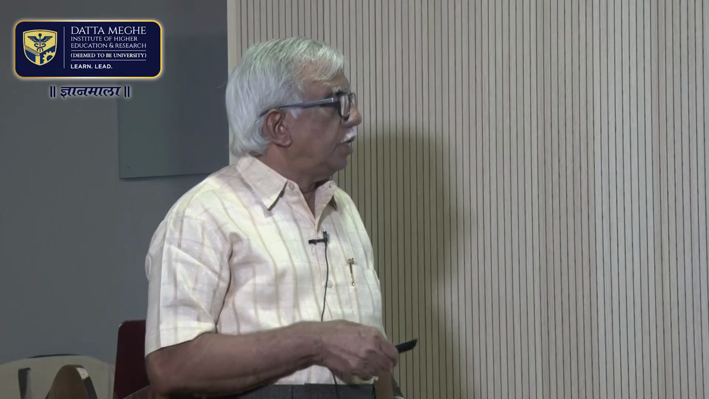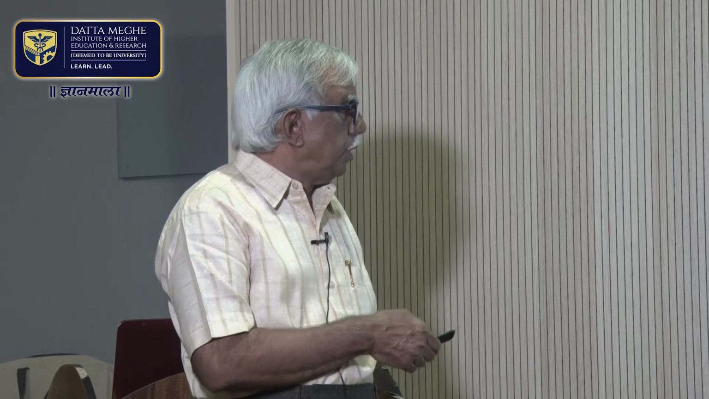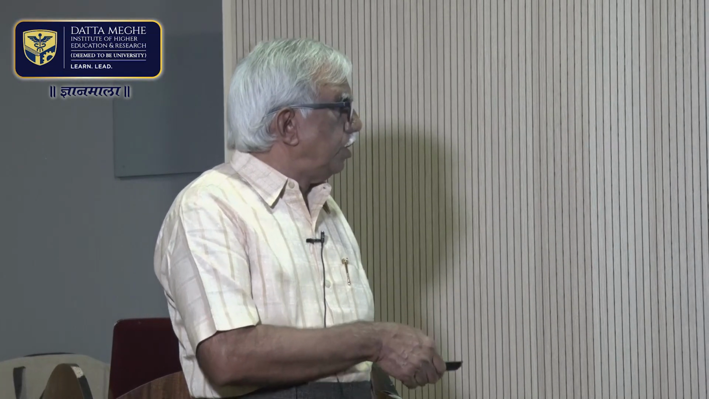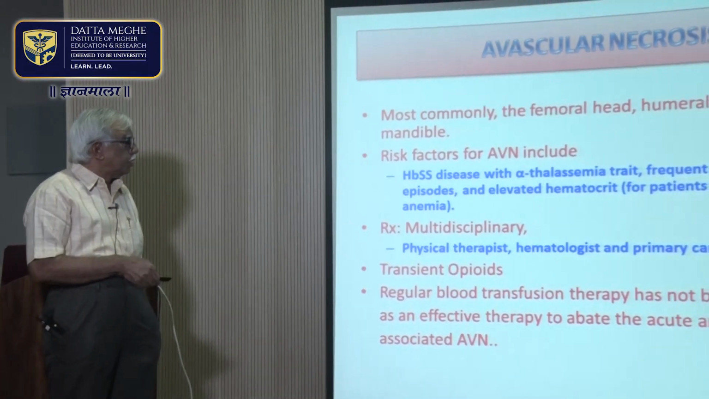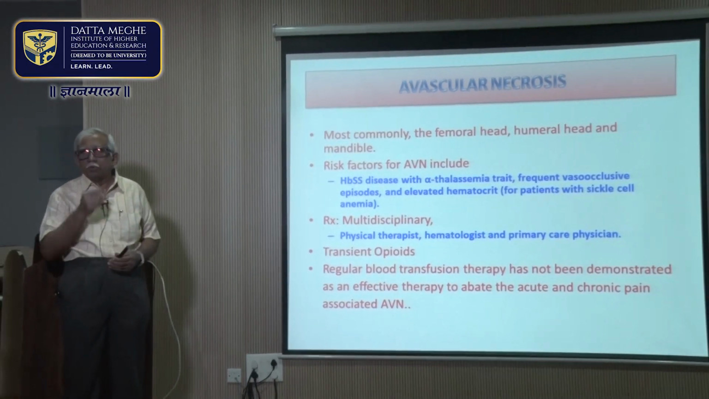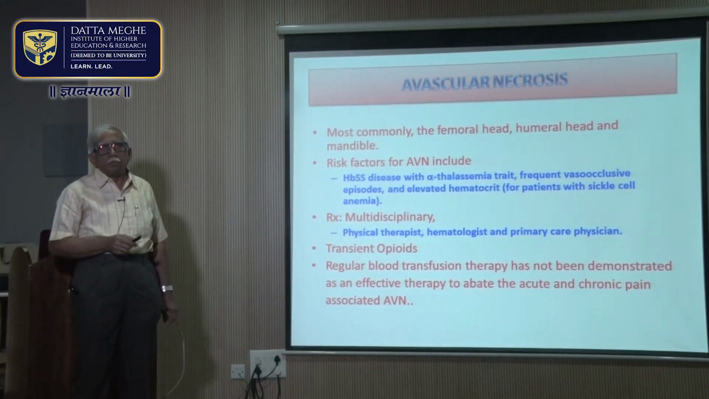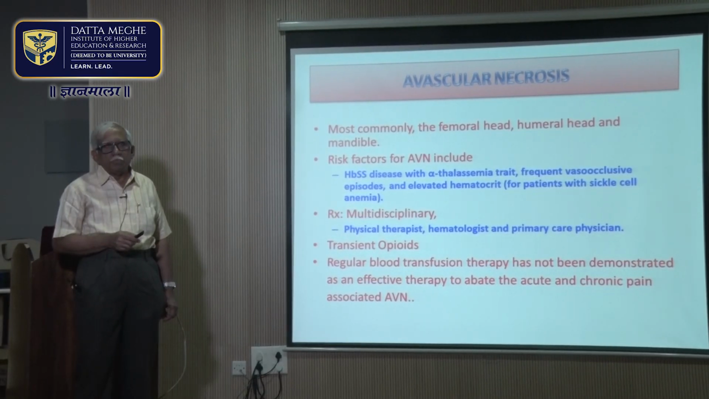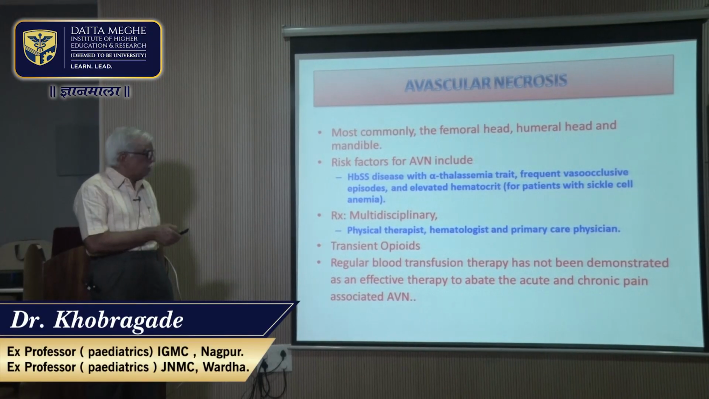These are more commonly seen beyond 10 years of age, in adolescents who are physically active, and even after having a pain they do not take rest and their pathology goes on increasing. The treatment is multidisciplinary: physical therapists, hematologists and primary care. Transient opioids; regular blood transfusion therapy has not been demonstrated. So, transfusion does not give relief to these patients, neither in terms of prevention nor cure. They only need palliative treatment, complete bed rest, not to bear weight, and good hydration. That is all that is required in these patients.